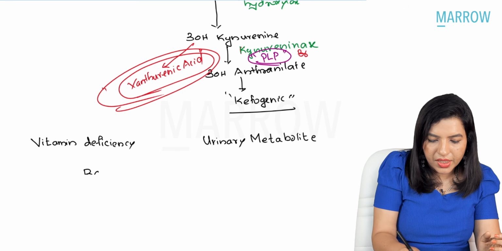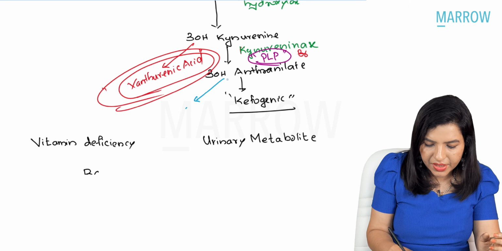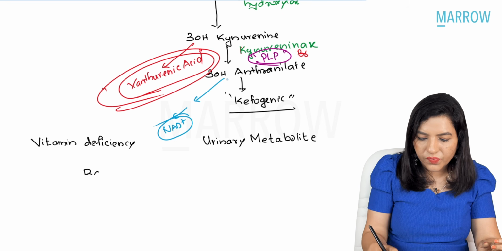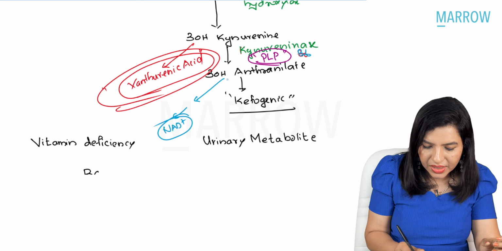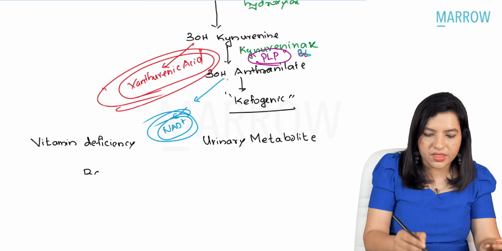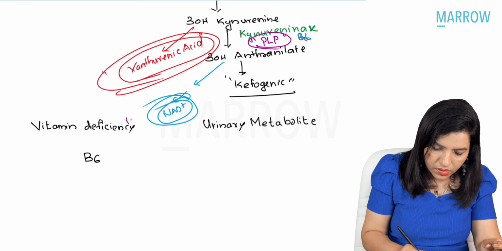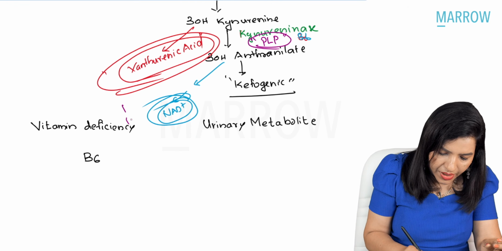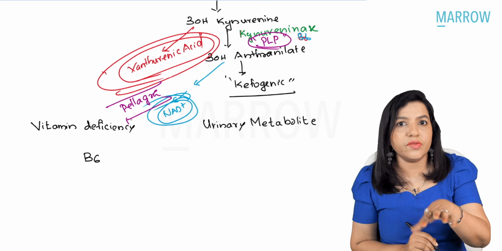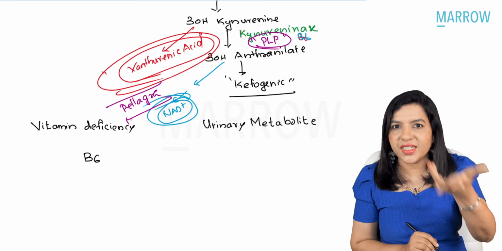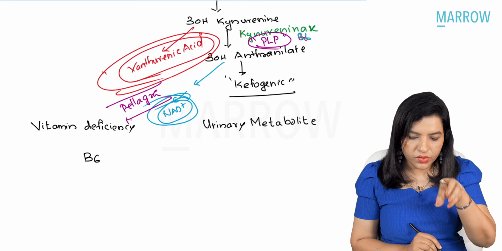Also remember that in this step, the 3-hydroxyanthranilate is the one which is converted to NAD+. So, if there is a B6 deficiency, what also will happen? There is decreased synthesis of niacin. If there is decreased synthesis of niacin, what is it called? It is called pellagra. So, pellagra can be caused by B6 deficiency, which is causing a niacin deficiency. Okay, so this is it.